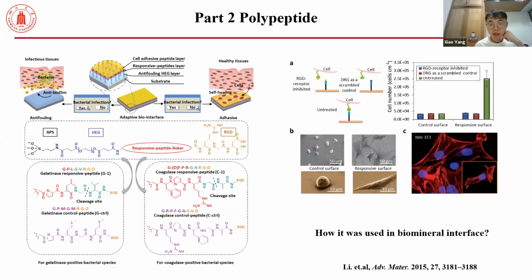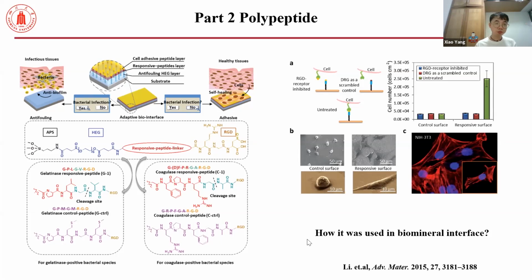And this paper was published in One House group, and they design peptides which have response peptide linkers and have RGD and HEP. It can have a bacterial response. When bacteria come, the response peptide will click, and this surface can be used for antibacterials. But when no bacteria come, the RGD was outside, so it can be used for cell adhesion. So we can see, can we use this system in the biomineral interface?